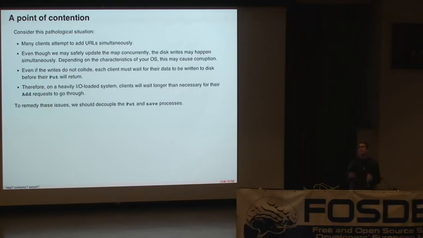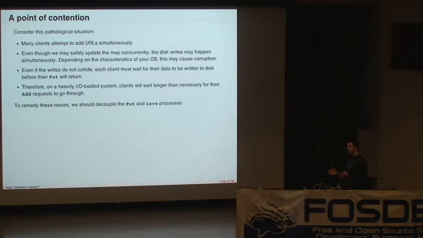Anyway, assuming that all works and it is all correct, which it is, consider this pathological situation. When we have many clients adding URLs simultaneously, say I've just launched this service as Google's fancy URL shortener, and suddenly a million people try to add URLs at the same time. Even though we can safely update the map concurrently, the disk writes might happen simultaneously, like the underlying save calls might happen at the same time.